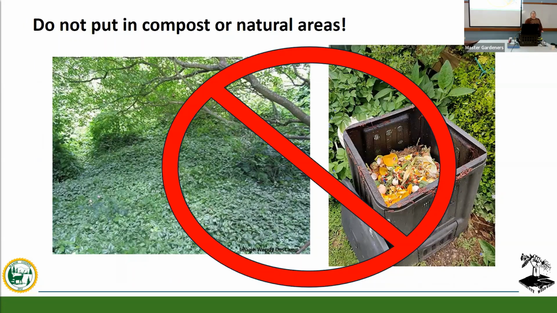And then do not put weeds in your compost or natural area. This is very important. Weeds will often reproduce through vegetative fragments, or they can still produce seed even after they're pulled if they're blooming. So you can see a large yellow archangel infestation was started after weeds were improperly disposed of in a natural area. Your home compost bin does not get hot enough to destroy most weed seeds. So if something is blooming, it's best that you bag it and put it in the garbage.